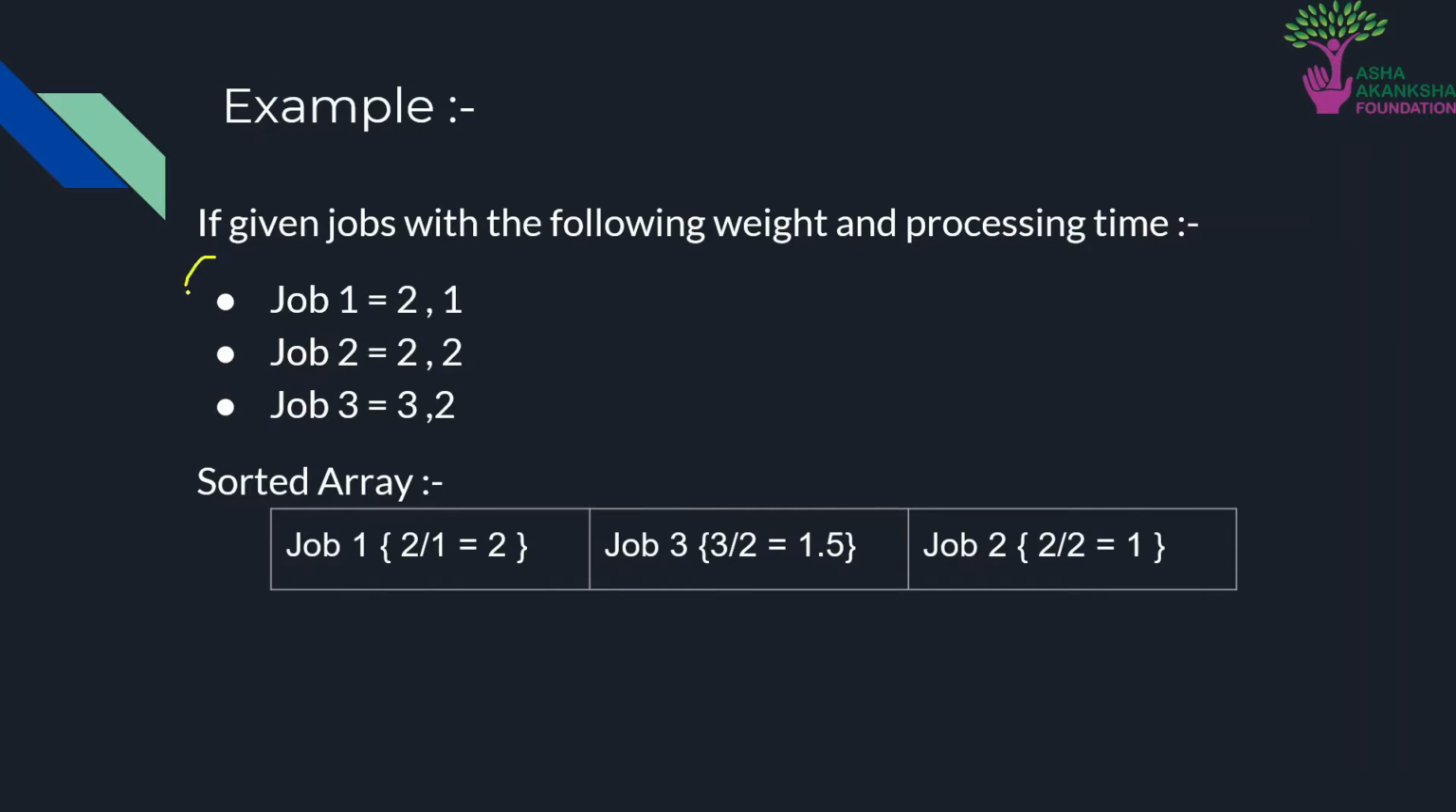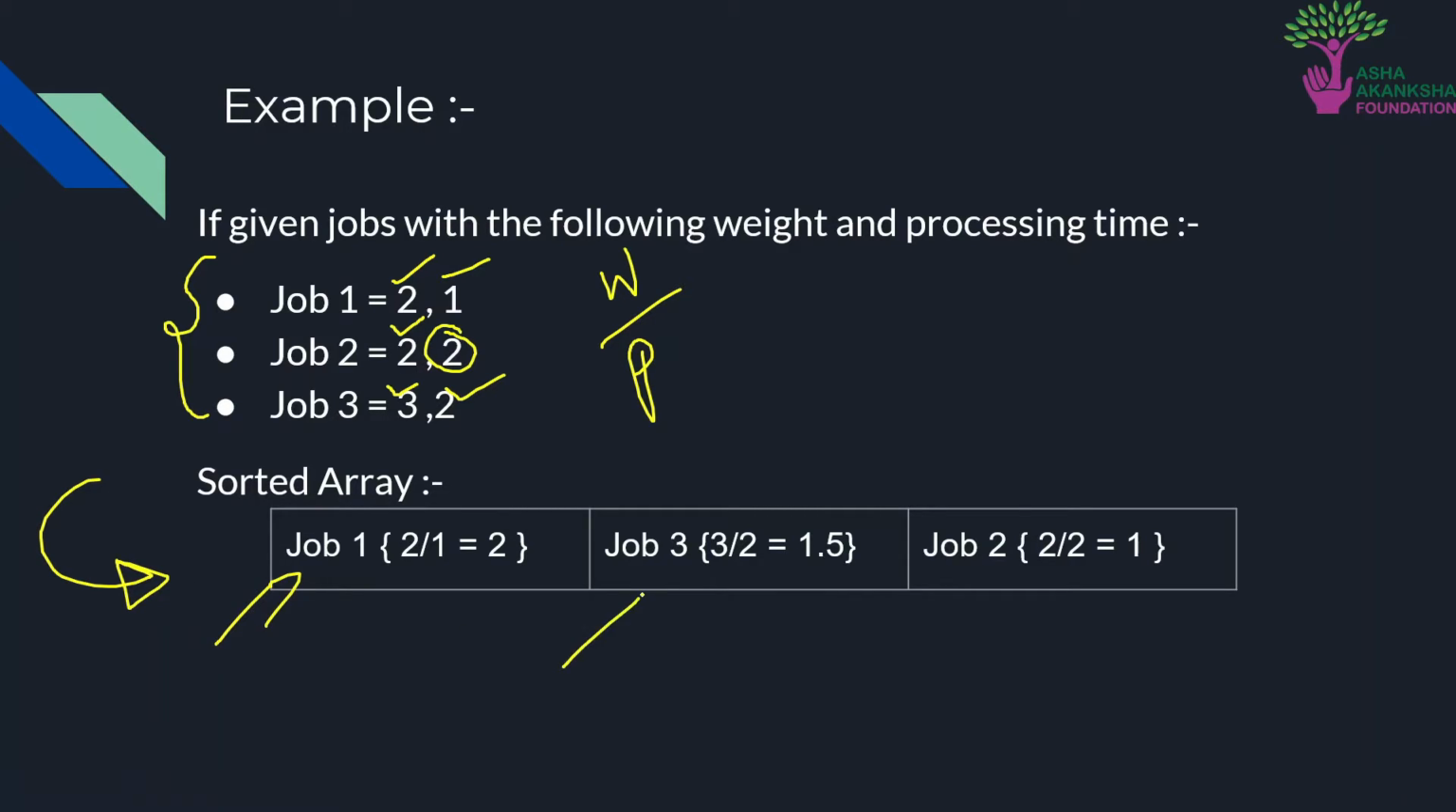Suppose I have been given three jobs which have the following weight and processing time. Job 1 has processing time 1 and weight 2. Similarly job 2 has weight 2 and processing time 2. And job 3 has weight 3 and processing time 2. If I sort the jobs in decreasing order of their weight divided by their processing time, we will get this array: first we will schedule job 1, then job 3, and finally job 2.